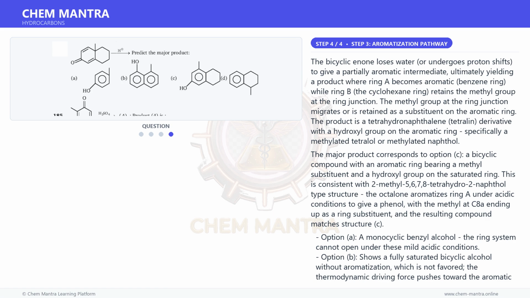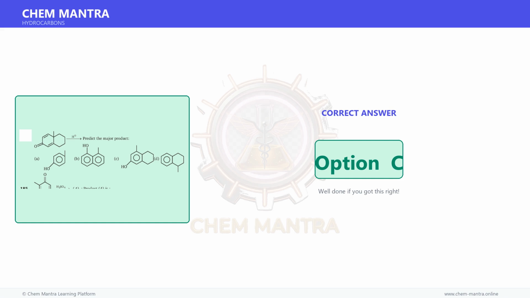Option D, a fully saturated decalin with 2 methyls, no aromatization or hydroxyl, is inconsistent with the enone starting material under acidic conditions. Therefore, the correct answer is C. Therefore, the correct answer is option C.